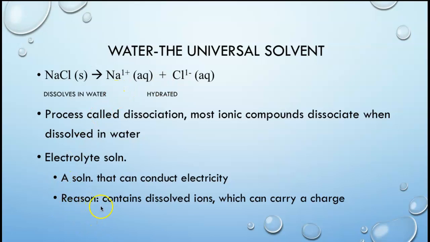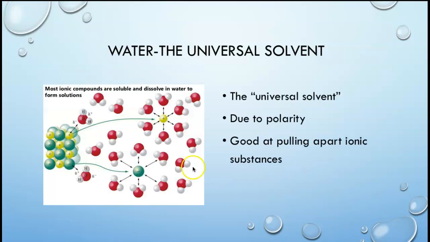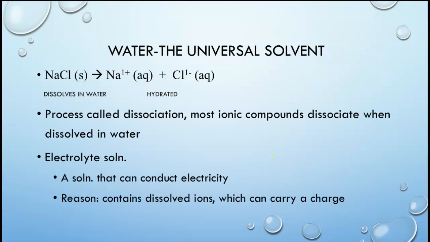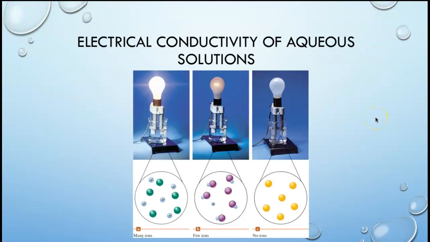So again, if you remember in the last slide, we looked at the dissolved ions. This would be a dissolved ion, and this would be a dissolved ion. These ions then can carry a charge. This diagram shows a couple of different solutions, and what you have is a light bulb that's got two electrodes, a positive and a negative. It would be hooked up to a battery, and when you complete the circuit, if the solution can conduct electricity, the light bulb will glow.